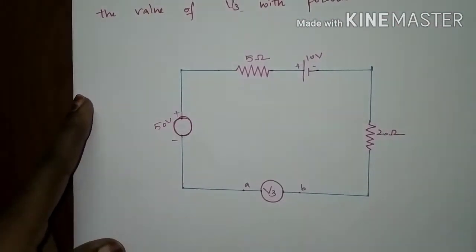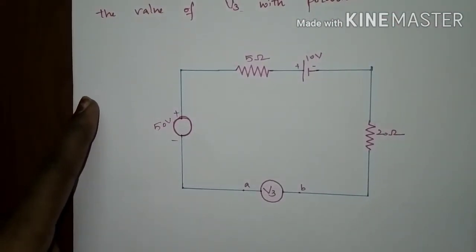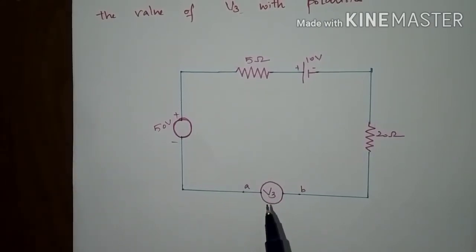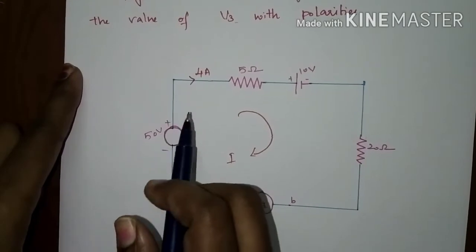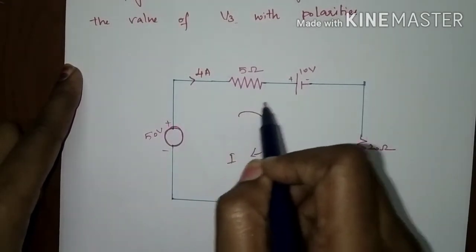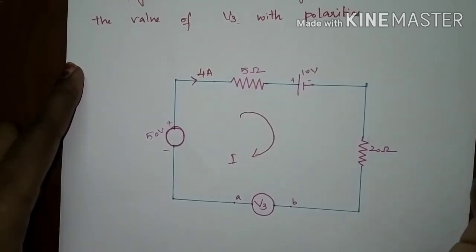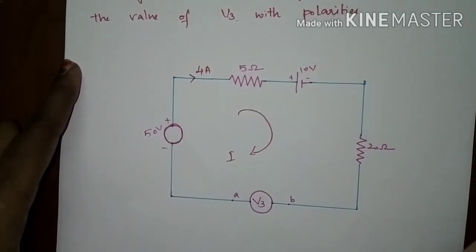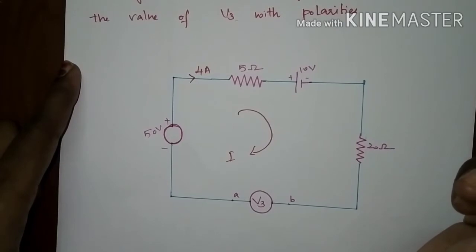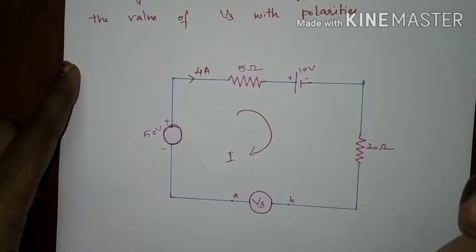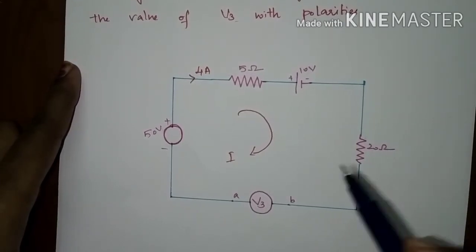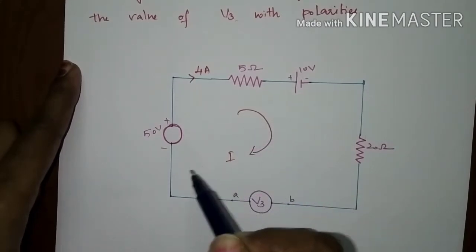This is a series circuit where we have to find the value of the voltage V3. Here they have given the current direction as clockwise and the current value is 4 ampere. So it is a very easy problem. Apply Kirchhoff voltage law and we can find the value of the unknown voltages present in the circuit. The current is going in clockwise direction.